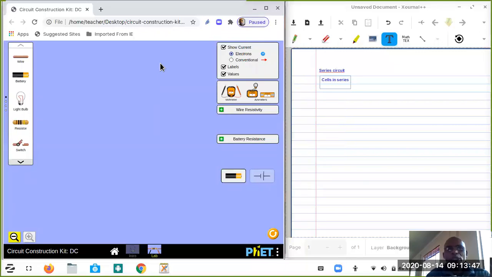Now, before we look at some demonstrations from the simulation that I have here, let me start by defining an electric series circuit. It is a circuit where components are connected one after the other to form one pathway. In other words, the circuit has only one pathway.